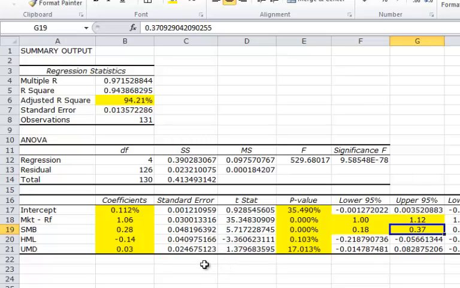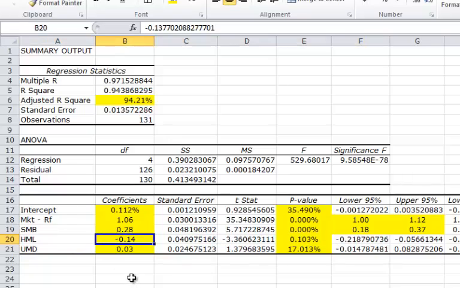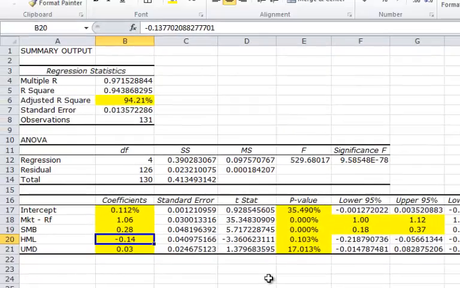Next we have the HML factor. The HML beta is minus 0.14. It's this one right here. The fact that the HML beta is negative, let's see if it's significant. Well, we can see that the p-value is very small. It's less than 1%. Sorry to beat a dead horse, but let's make sure we understand the interpretation.